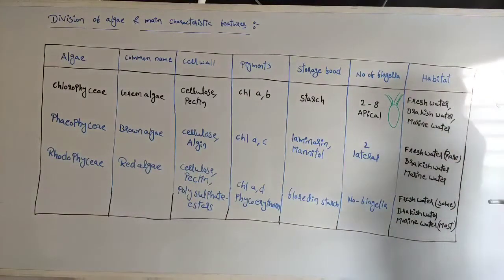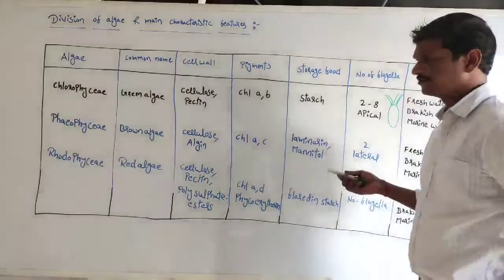So what is brackish water? The water is mixed here. Marine and fresh waters are mixed. That one is called brackish water. And the last one is marine water. Some of the chlorophyceae organisms also grow in marine water.